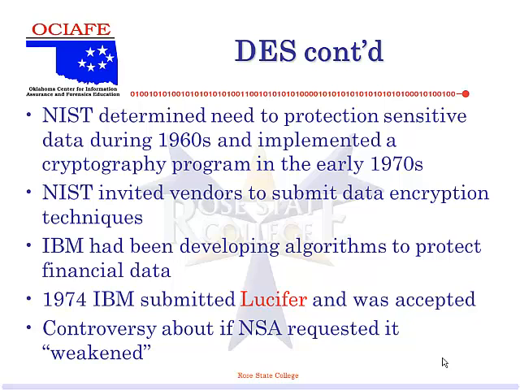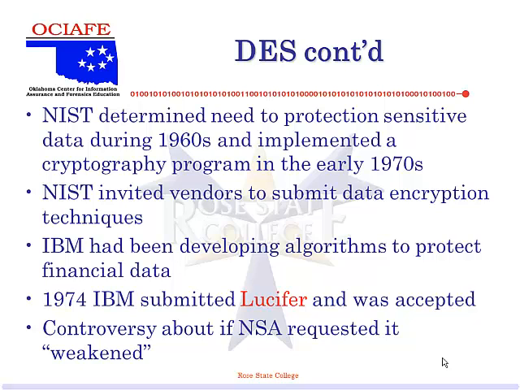Okay, this is controversy over if NSA requested it to be weakened. Again, we still don't know that one. No one seems to want to tell us the answer to that one. Right? So, but it was one of the original ones. But it's kind of like Microsoft code, a secret code originally. When it was originally put out there, we didn't know what it did. It's that whole open source versus off the shelf versus an open source.